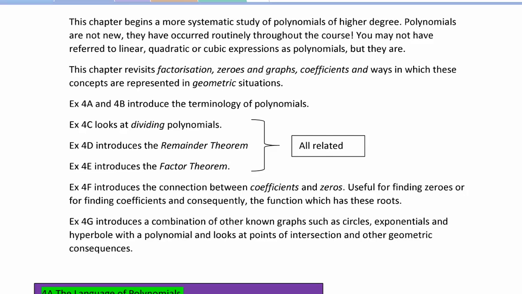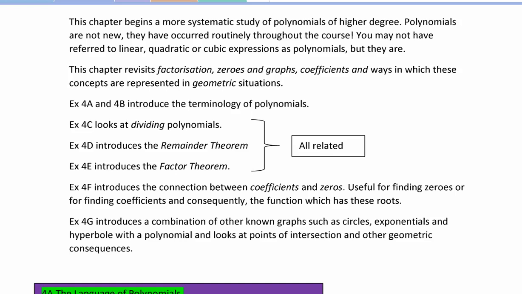Chapter 4 covers the concept of polynomials. Now, polynomials are something that you've come across before, probably just not referring to them as polynomials. In this chapter, we're going to revisit things like factorising, zeros, graphing, but probably in a bit more of a formal way.